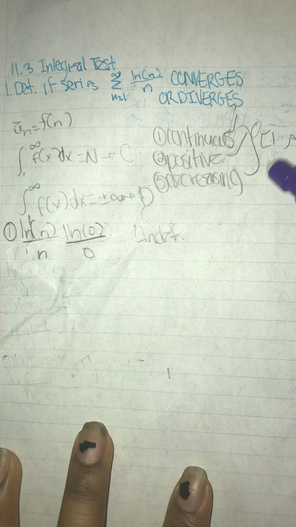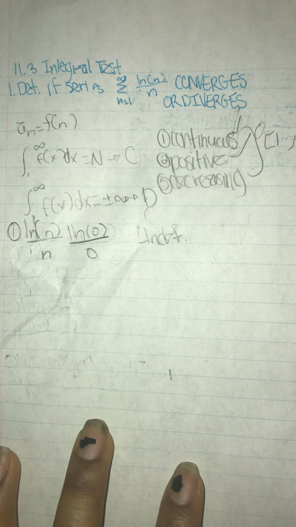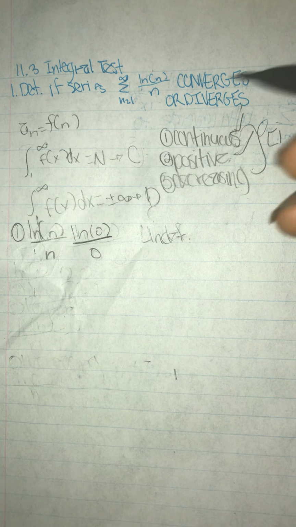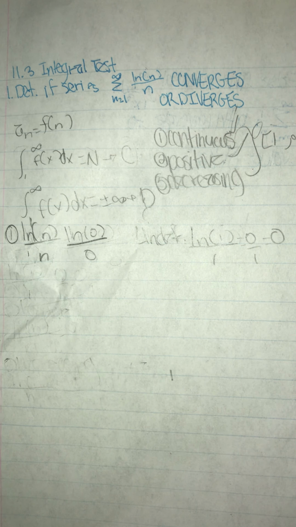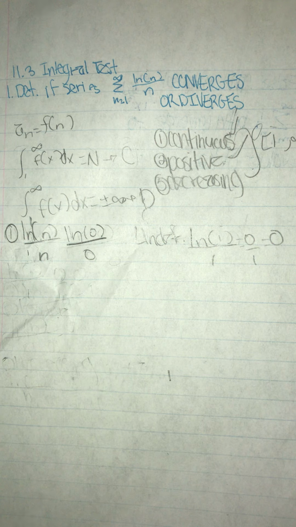But on the other hand, we only care about the interval from 1 to infinity. So this isn't on the interval of 1 to infinity, so this is not really important to us right now. So we're going to check at n equals 1. We have natural log of 1 over 1 equals 0 over 1, which is equal to 0. And so at 0, this is not discontinuous, it's continuous. So yes, now we can check to see if this is positive.